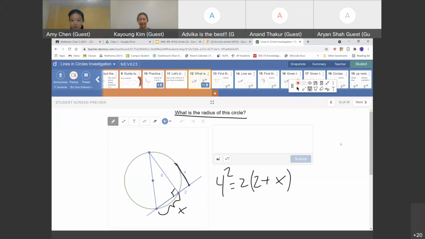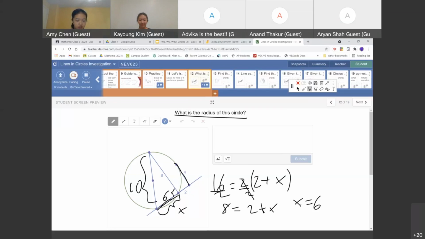Okay, so 4 squared is equal to 16. So 16 equals 2 times 2 plus x. If you divide both sides by 2, then 8 equals 2 plus x. So x equals 6. In other words, this side length here is 6. And that means this is a right triangle. We know 2 side lengths, so we can solve for this length here. We can just use our Pythagorean triple. So this is a 6, 8, 10 right triangle. And since 10 is the diameter, that means the radius equals 5.